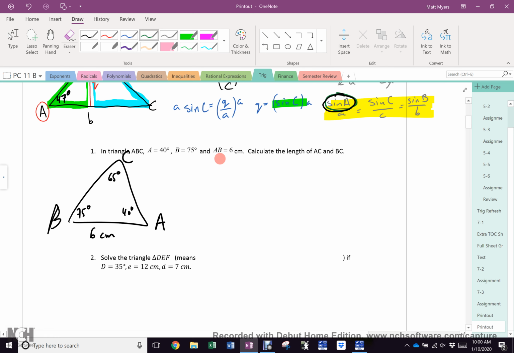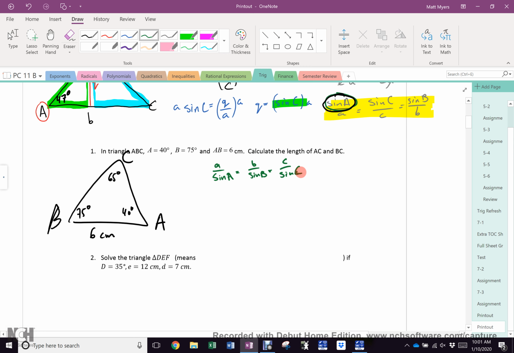Now, sometimes I'm going to write the sine law the way I was taught it. And then one of you is going to say, we don't get it that way. And then I'll change to the way that I've written it on here. But it doesn't matter. Okay? I'm going to try to write it because it's the first day. a over sine A equals b over sine B equals c over sine C.